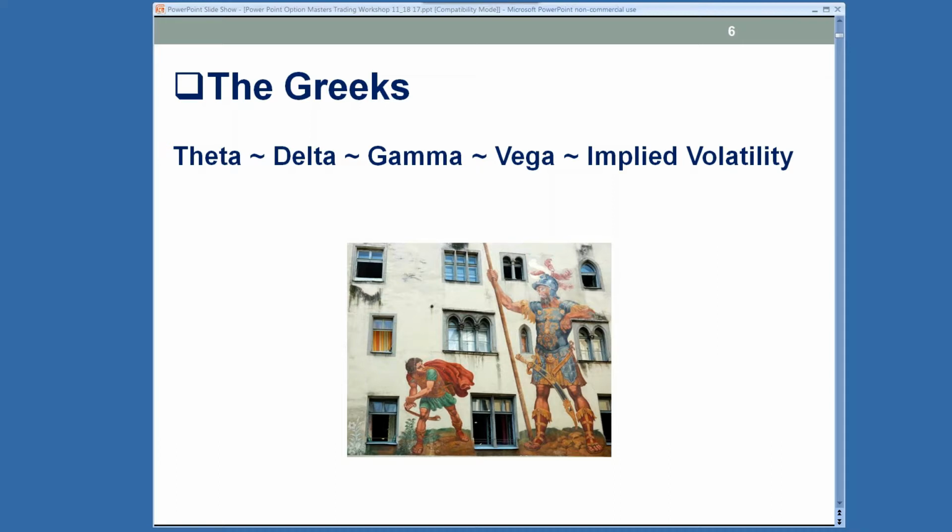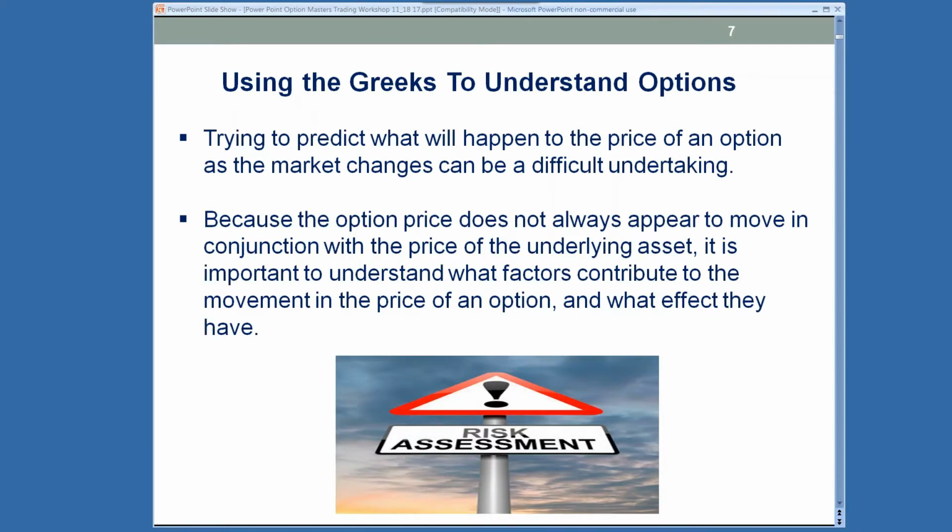So we're going to start off first, though, with going through the Greeks, the importance of the Greeks and how they affect the price of the option. So we'll look at theta, delta, gamma, vega, and the implied volatility. So when you're using the Greeks, you're trading, you're trying to predict what will happen to the price of an option as the markets change.